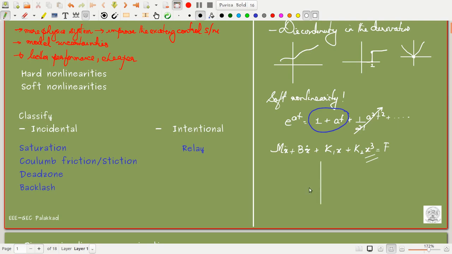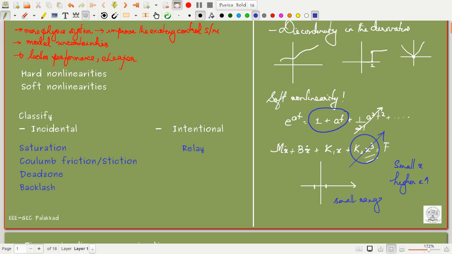For example, if x is a very small value, if we are considering a very small range of x, we can say that this term can be neglected. Small x, we can neglect it. But for higher values of x, we cannot neglect it. So for many systems, if we are working in a small range of operations, linearizing the system may work.